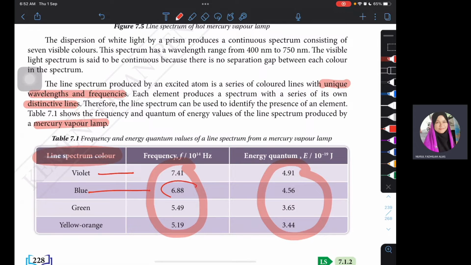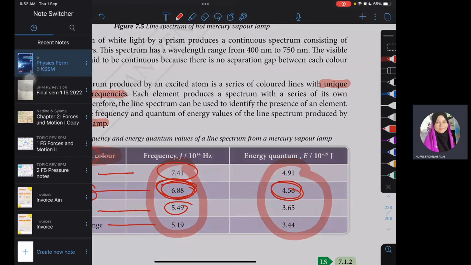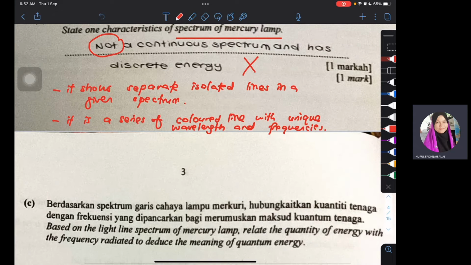For blue, frequency is this one. Green, frequency is this one. Very unique. So that means one line spectrum, one frequency. That is the meaning. Itu maksud dia. Satu spectrum ni dia ada dia punya sendiri, frequency dia sendiri, and then dia punya energy dia sendiri. So for this, your friend ni, we can accept this answer.